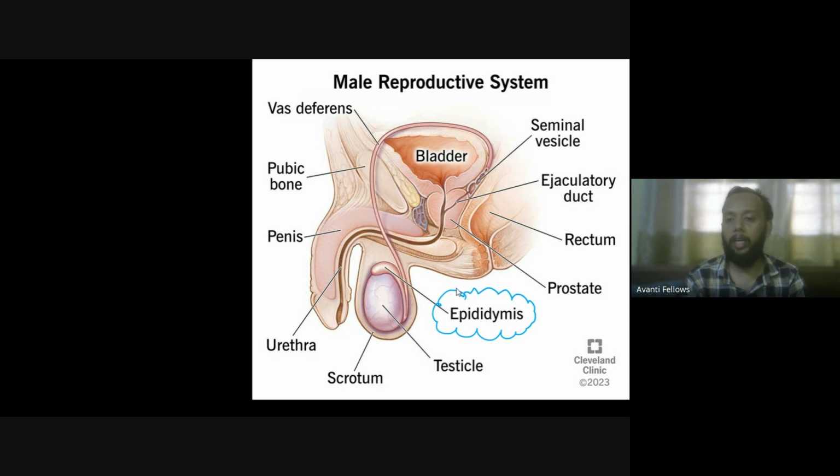Okay. Then tell me, any one of you, what is going to be the role of your scrotum? So raise your hand or I will ask you directly. Shikha, tell me, what will be the role of the scrotum?